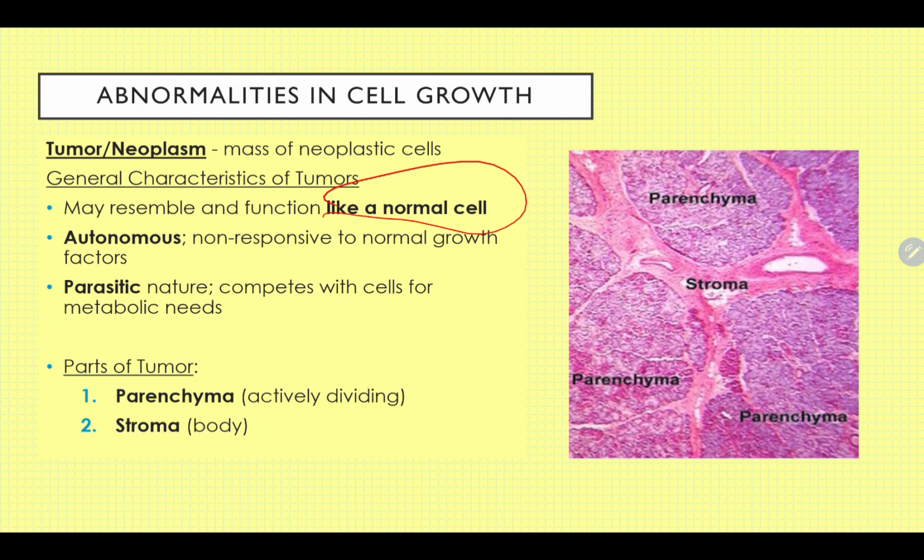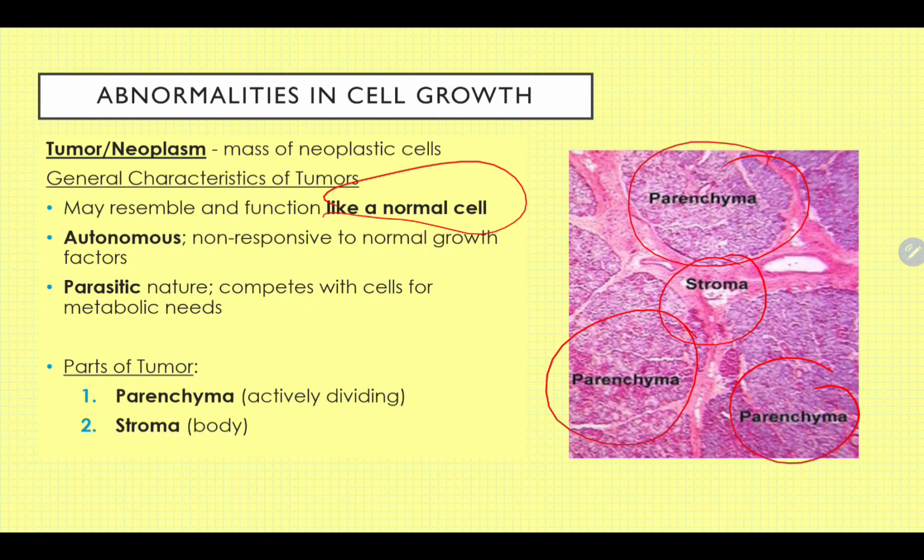But nevertheless, these are all tumors. As much as possible, we don't want to get these. Okay? So we have different parts of the tumor. We have the parenchyma and then the stroma. Here we have the parenchyma, and this is the stroma. The parenchyma are the active elements of a tumor. Ibig sabihin, they are the ones actively dividing.